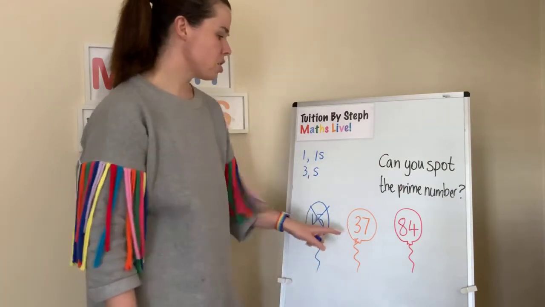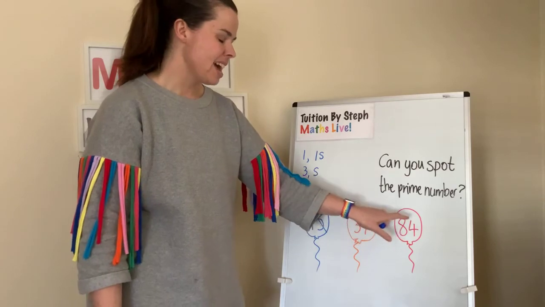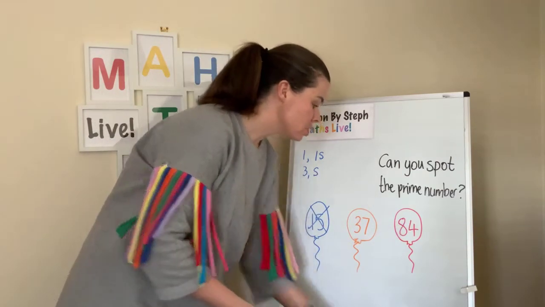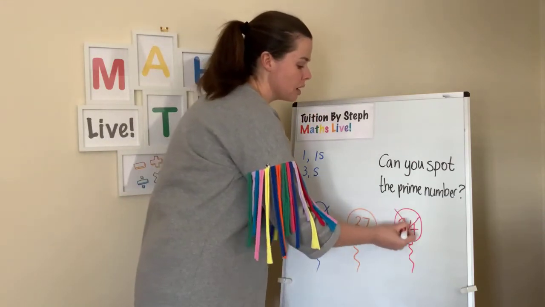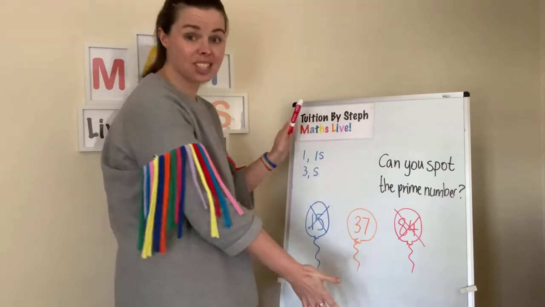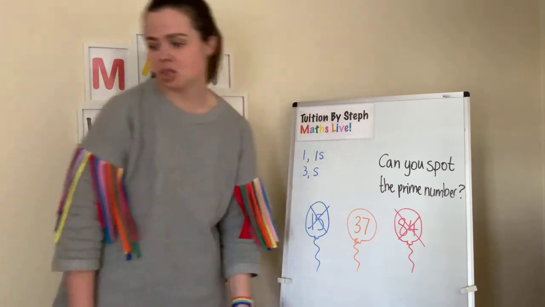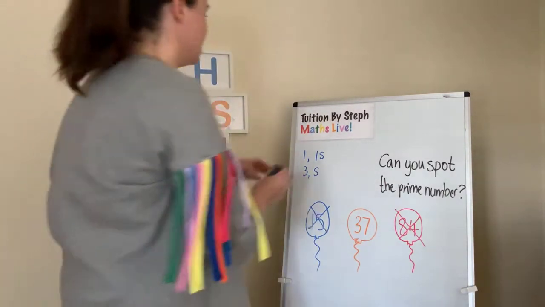Now I'm looking at the other two and I can immediately see that 84 is an even number. Because 84 is an even number, it must be in the 2 times table. So by process of elimination, that means that yes, you all said 37 is the prime number. So well done.